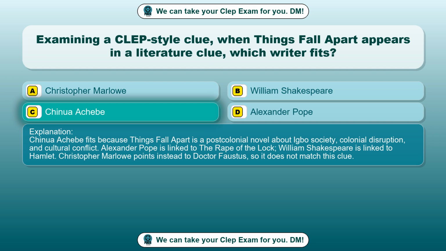Chinua Achebe fits because Things Fall Apart is a post-colonial novel about Igbo society, colonial disruption and cultural conflict. Alexander Pope is linked to The Rape of the Lock, William Shakespeare is linked to Hamlet. Christopher Marlowe points instead to Dr. Faustus, so it does not match this clue.